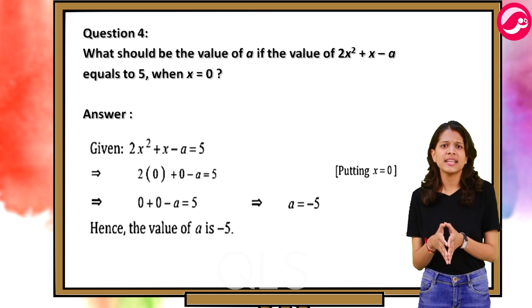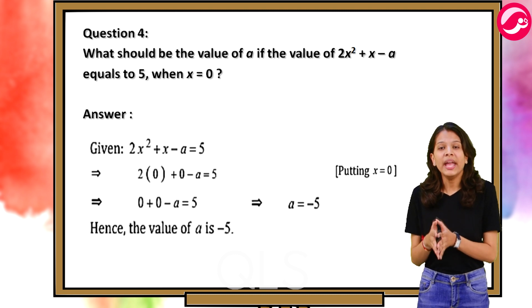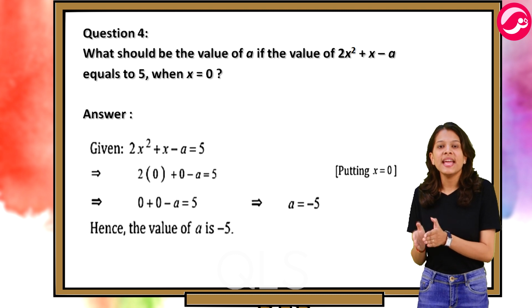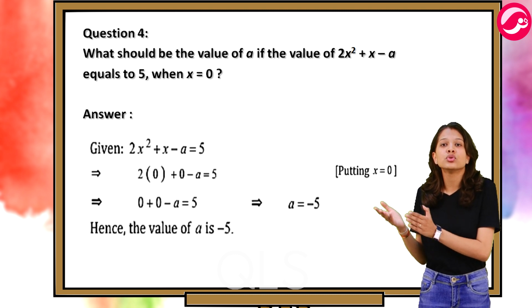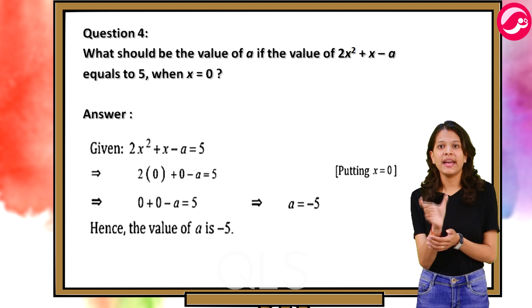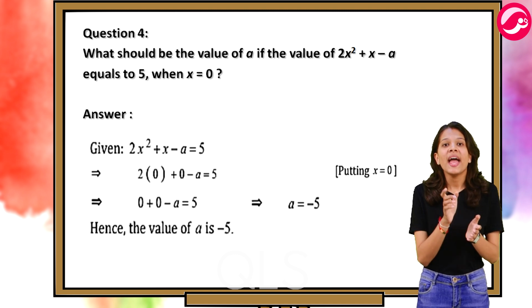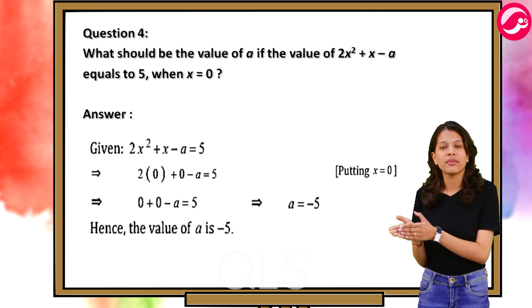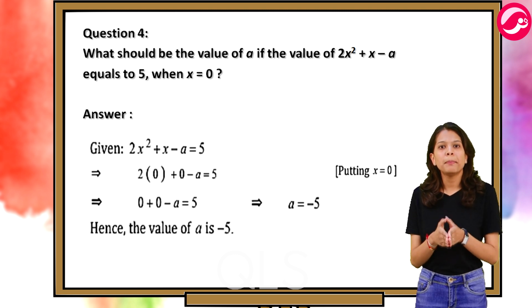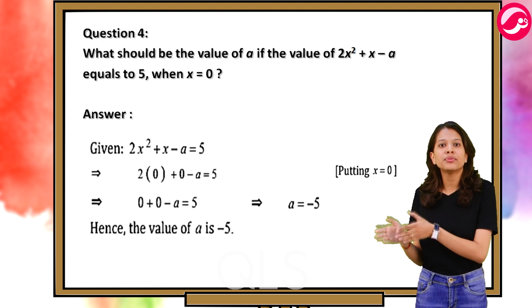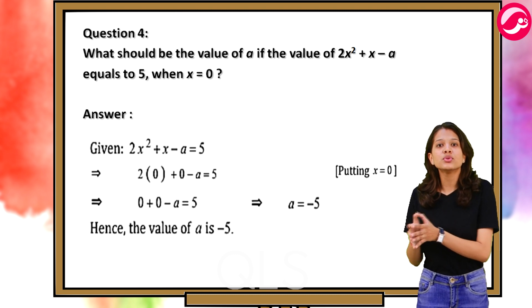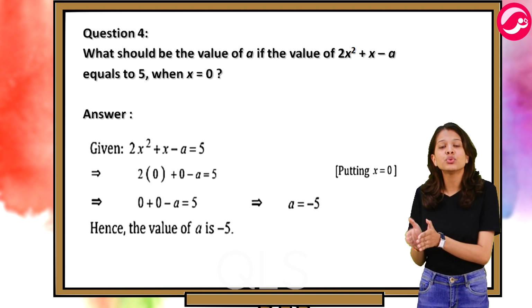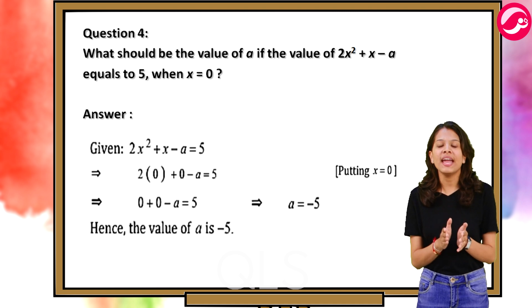Now, the next question says, what should be the value of a if the value of 2x square plus x minus a is equal to 5 when x equals 0. So, the expression is 2x square plus x minus a, which equals 5. Now, by putting x equals 0, we get 2 into 0 plus 0 minus a, which equals 5. Hence, the value of a is minus 5.